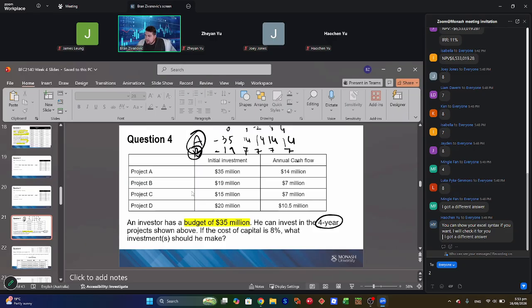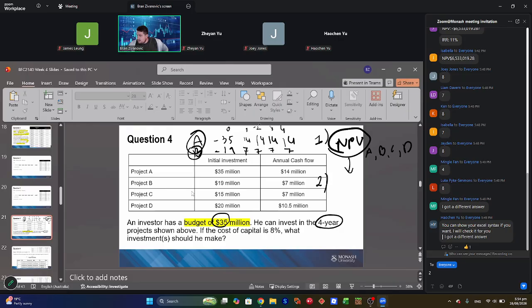Now the question here is, you've got a budget of 35 million. So in other words, you can't just splash out and go with all the projects. There is what's called a capital constraint. You're constrained by the budget given to you on which project to select. So what do we need to do here? The first thing that we want to do is, naturally, calculate the net present value of each project. So let's do that first. Let's do the NPV of A, B, C, and D. So step 1, net present value.